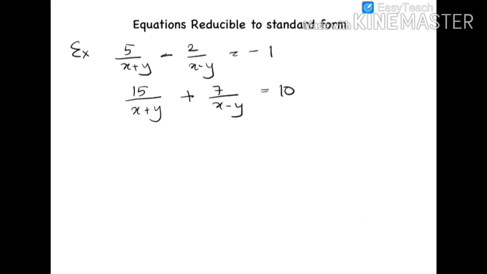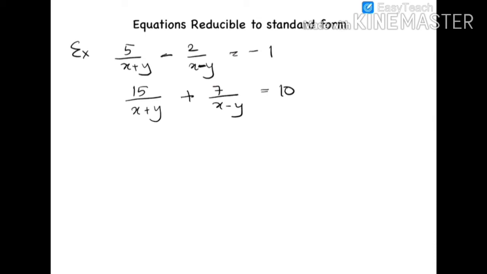Now let's understand how to reduce equations to their standard form. Let's consider an example. These two equations are not in their standard form. Hence, we cannot apply substitution or elimination or graphical method to find the value of x and y. We first need to reduce these equations to their standard form by following certain steps.